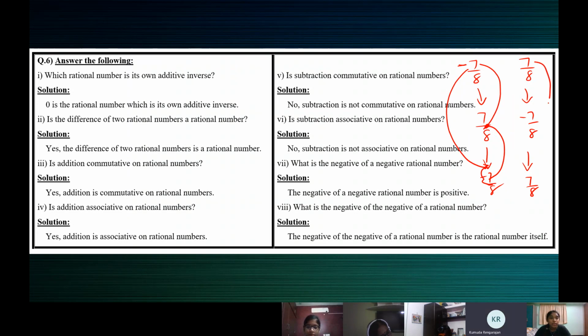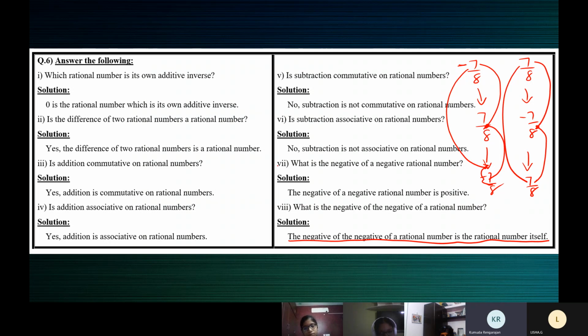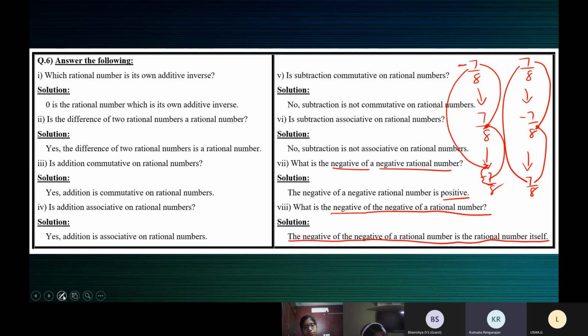Negative of 7 by 8 is minus 7 by 8, and the negative of this minus 7 by 8 is 7 by 8. So you get the rational number itself. The negative of the negative of a rational number is the rational number itself. So these are two different questions. What is the negative of a negative rational number? It's positive. What is the negative of the negative of a rational number? It is the rational number itself.